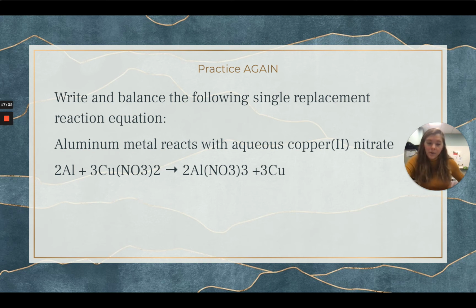If as you're working through these you're noticing that you're not getting these right, please reach out as soon as possible so we can figure out what you're doing wrong and we can get this under control before we get too far into the unit.